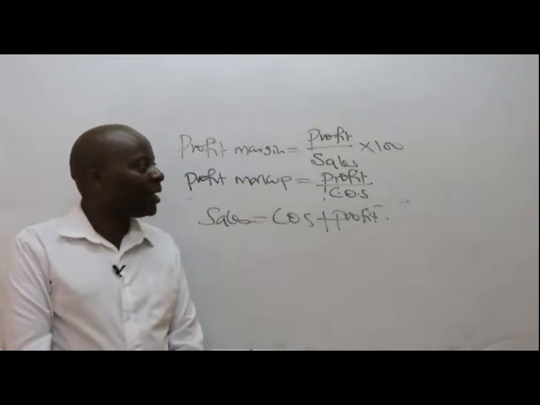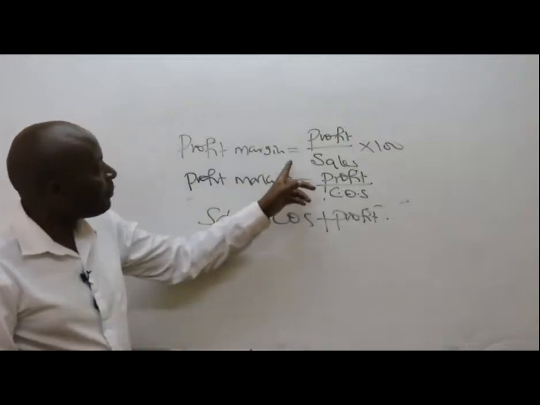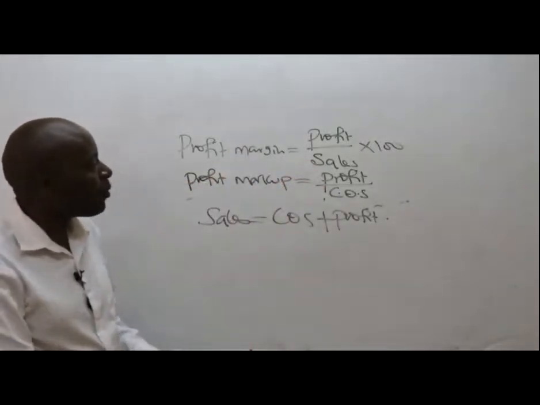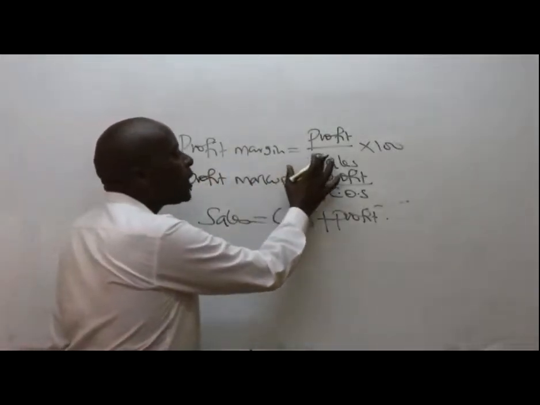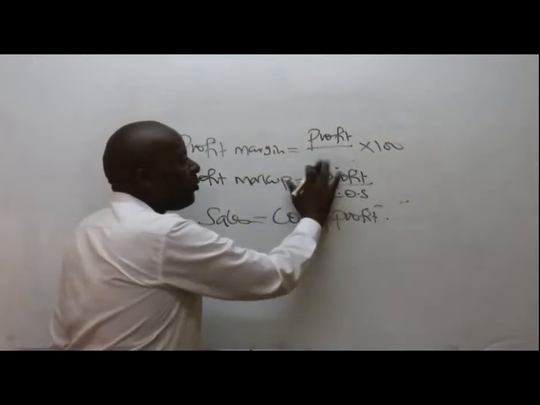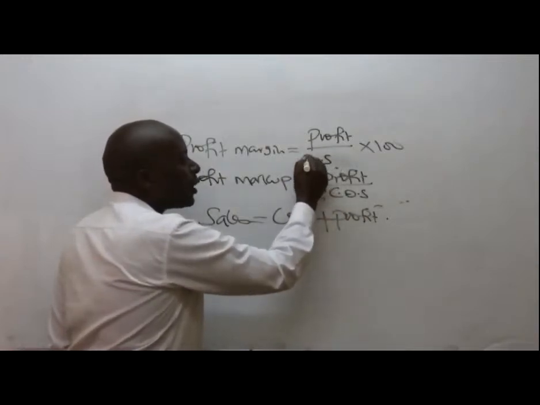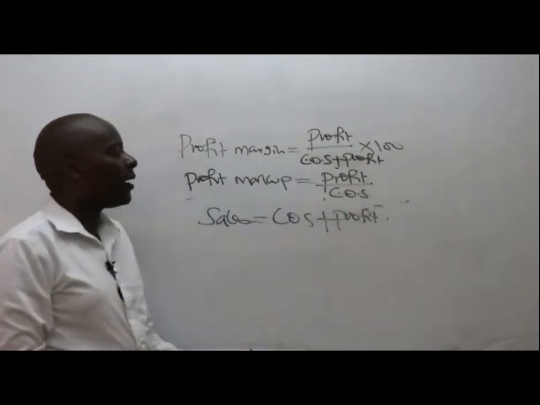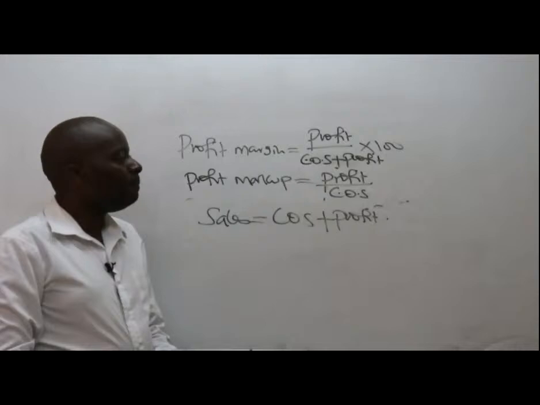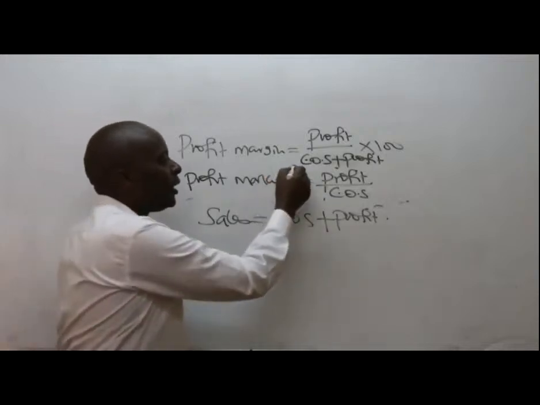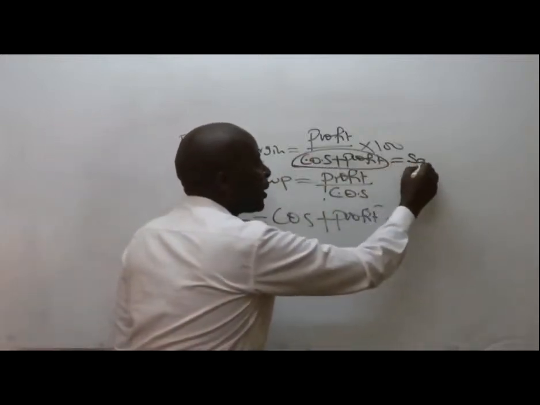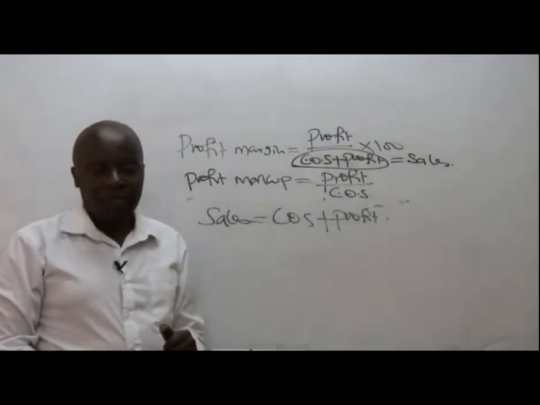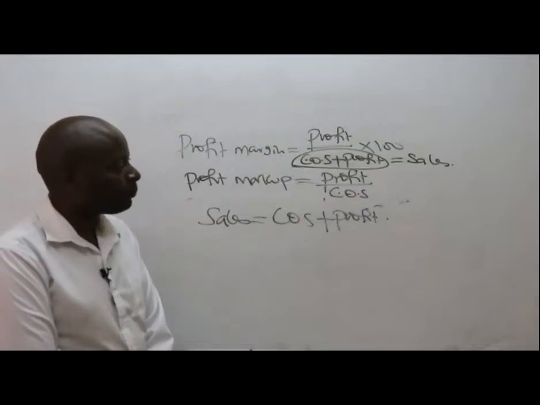So this profit margin, we can rewrite again. Profit margin is profit, and instead of using sales here, we use cost of sales plus profit, because this equals sales. Cost of sales plus profit equals sales.